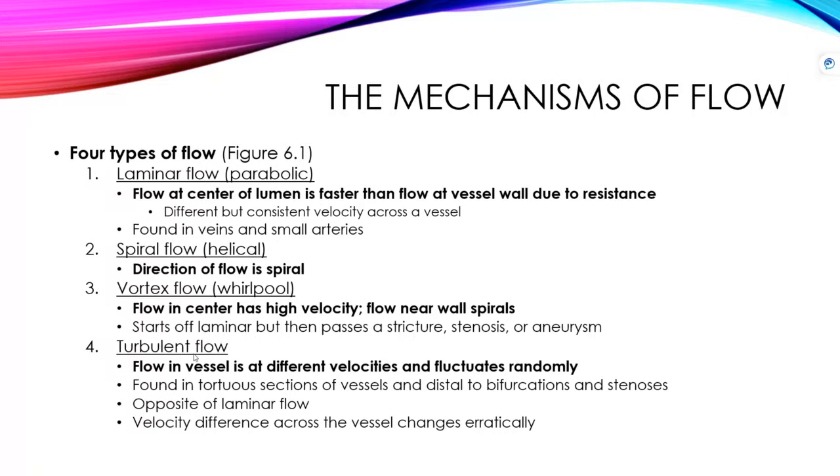Turbulent flow is a very sporadic, very random, erratic kind of flow. Different velocities, different directions. It's usually found in areas where there are kinks in the vessel, distal to a bifurcation, or distal to a stenosis. It's actually the opposite of laminar flow, which is why laminar is at the top and turbulent is at the bottom. They're complete opposites of each other. The velocity is completely different. It's a very erratic flow, and it's very hard to compensate for.